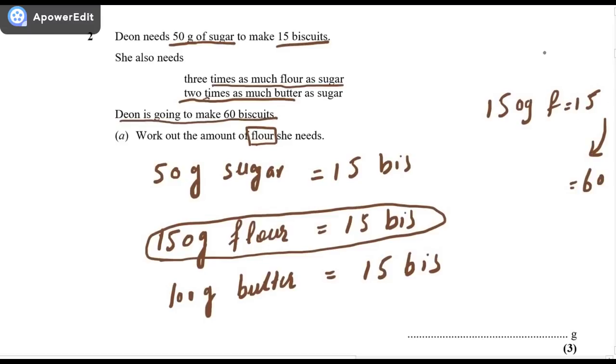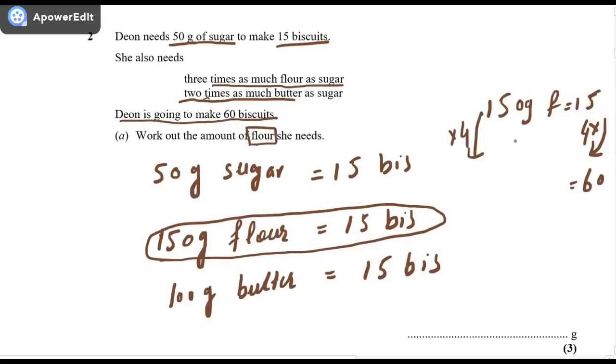So in this question you can try to make this in your mind, that you can times or you can divide it. So 15 times what, you get 60? I times by 4. So 15 times 4 you get 60. So for 60 biscuits, when you do one thing on one side of the equation, you must do it on the other side.